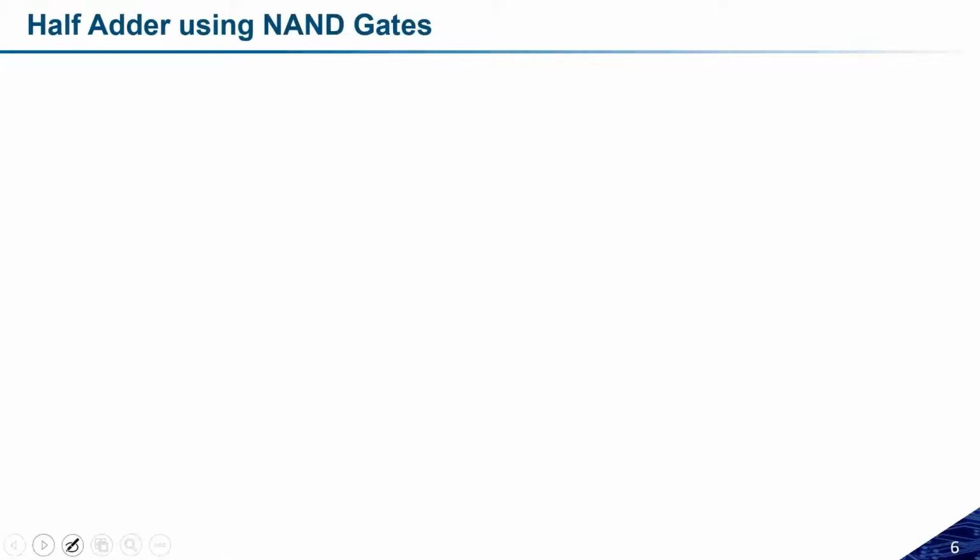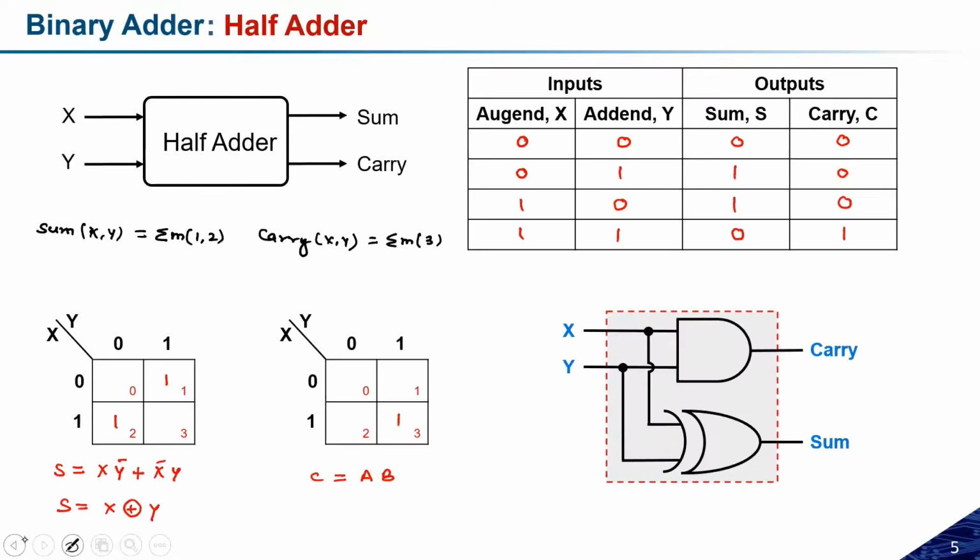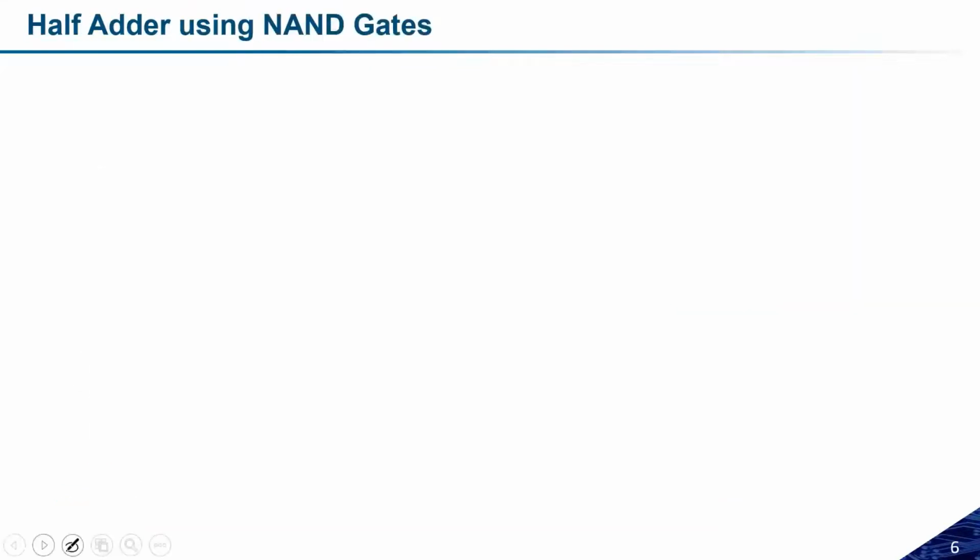Now, suppose I have to design a half adder. We have seen here that we designed this circuit based on the AND gate and the XOR gate. But suppose I want to design the same circuit with the help of NAND gates, then how can we do that? Okay, so let us try to see that.